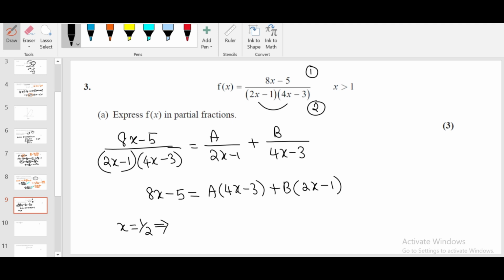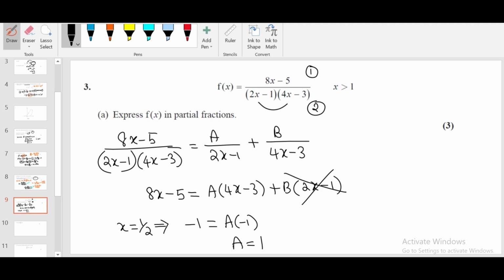8 times half is 4. 4 minus 5 is negative 1, which is equal to... this becomes 0 when you replace x by half, because 2 times half is 1, and 1 minus 1 is 0. 8 times 4 times half is 2, and 2 minus 1 is negative 1, so a is equal to positive 1.